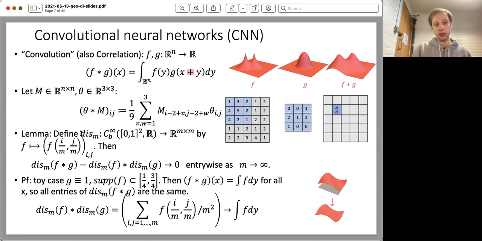If we define the map dis for discretization, it takes a function on the unit square and gives you an m by n matrix by just evaluating this function at a bunch of points. Then you can do two things. Either you convolve your two functions first and then you discretize, or you discretize your two functions first and then you use this funny convolution here. And the statement is, well, these are both matrices of size m times m, and if you fix one entry, then the difference converges to 0 as m goes to infinity.